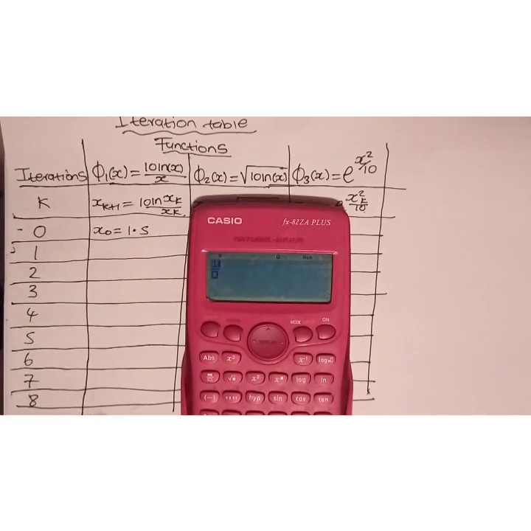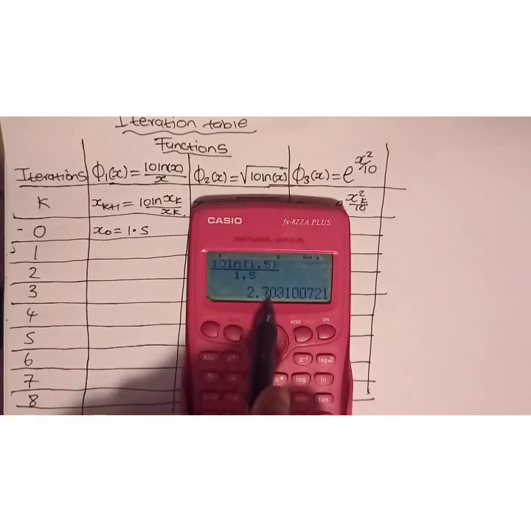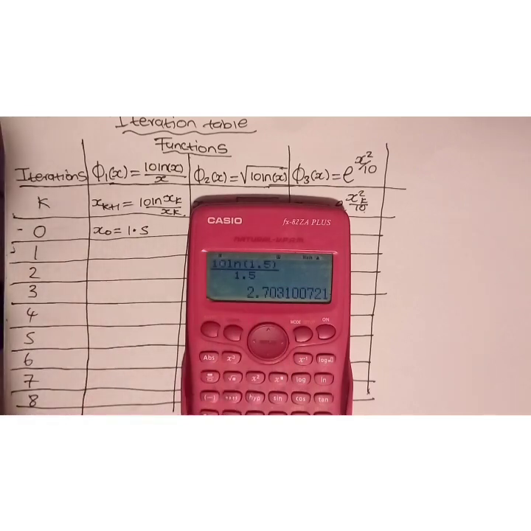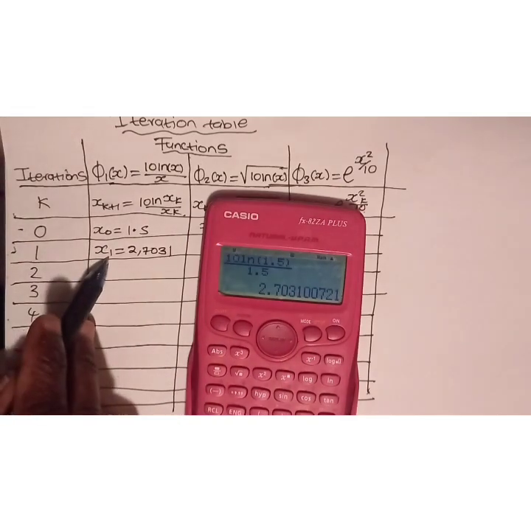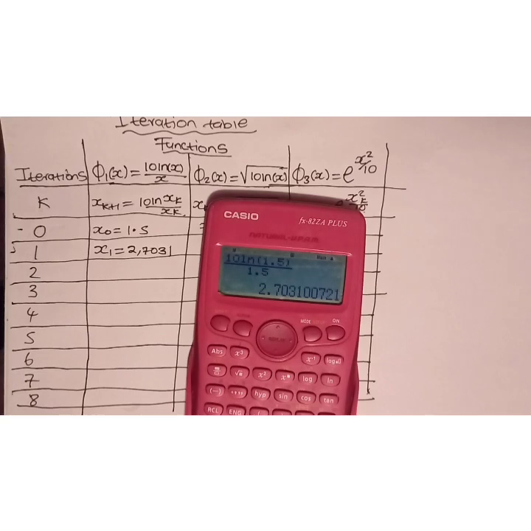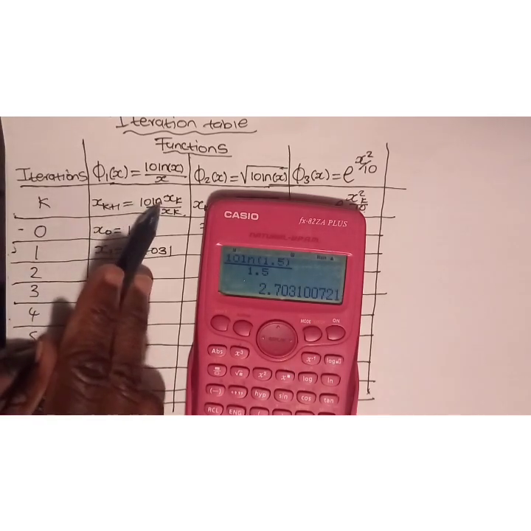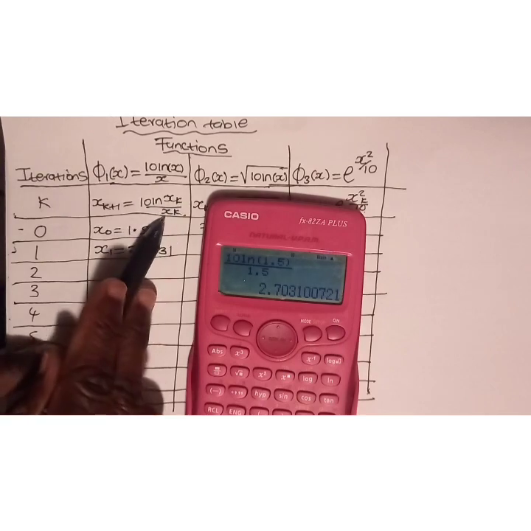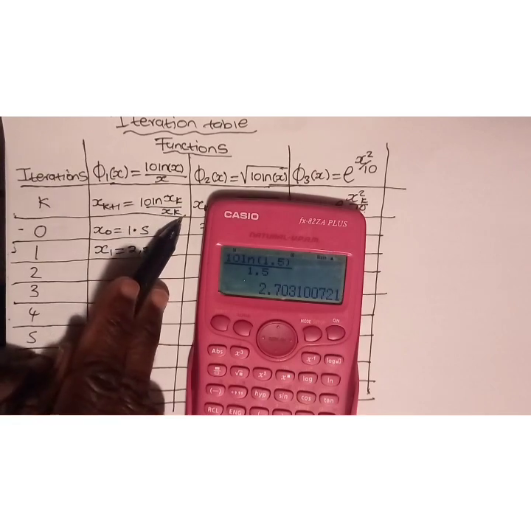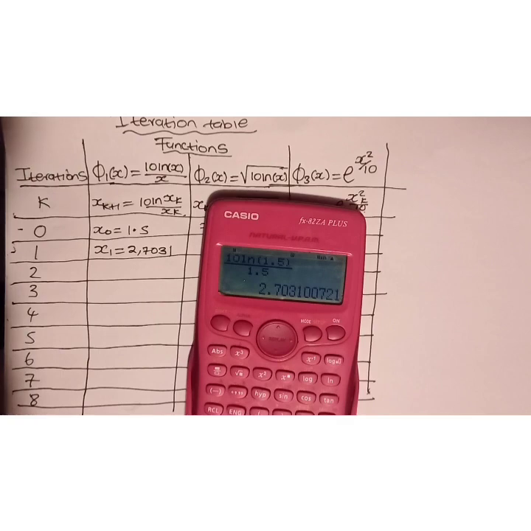So I'll say 10 ln of 1.5, then divide by 1.5. And I'm going to get my value as 2.7031, which is my x1, iteration 1. So for iteration 2, I'll say is 10 ln of iteration 1 divided by x1. So the same thing as I did.